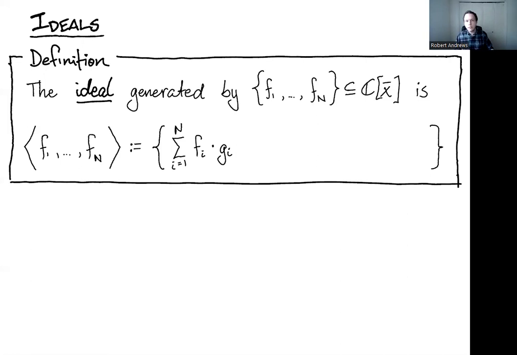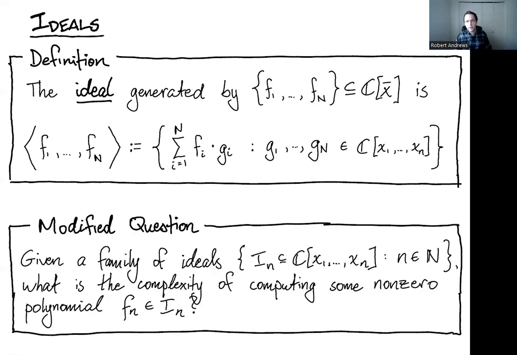Now you may ask, okay, well, what polynomials gi can we choose here? You can choose any gi's you'd like. So the ideal generated by these polynomials f1 through f capital N is the set of polynomials you can write as a sum of multiples of the fi's. Now here's the modified question that I want to look at. Instead of giving you a family of polynomials, I'm going to give you a family of ideals. So for every natural number n, I'm going to give you an ideal of n variate polynomials.